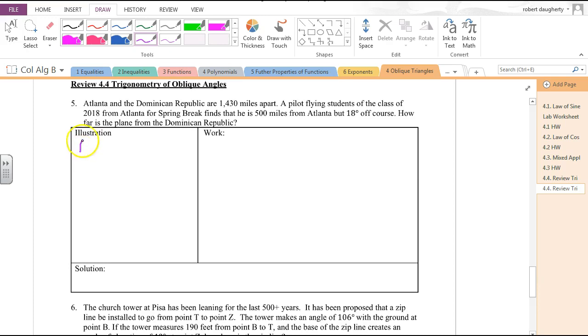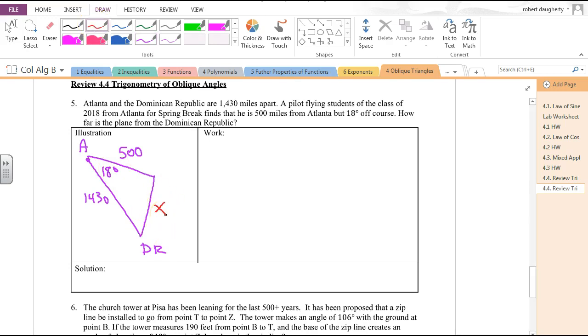So you are starting in Atlanta, okay? And you're trying to get to the Dominican Republic. And you know that that is 1,430 miles. But your plane starts off and it goes for 500 miles, okay? And it finds that it is 18 degrees off course. But you still need to get to the Dominican Republic. So this is what we've got to figure out.